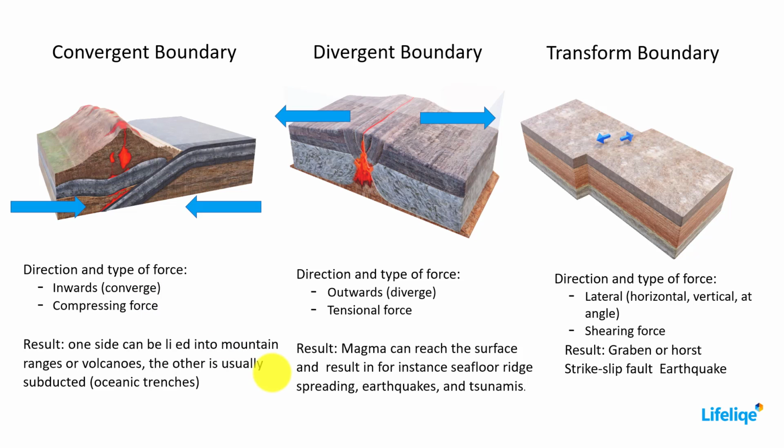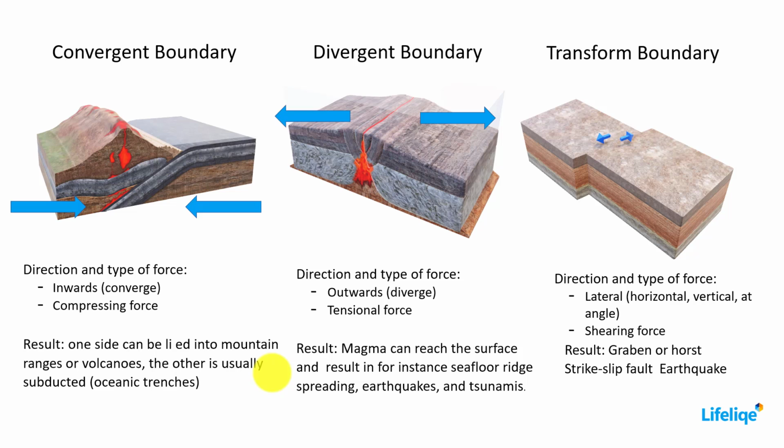In the middle example, with a divergent boundary, we have the forces moving away from each other on opposite sides. And so the force is going outwards, so diverge means to go away from, and this is a tensional force. As a result, magma can reach the surface and result in seafloor ridge spreading, earthquakes, and tsunamis. Underwater earthquakes are called seamounts. And this is a very active tectonic region.